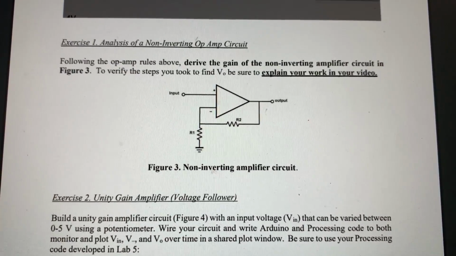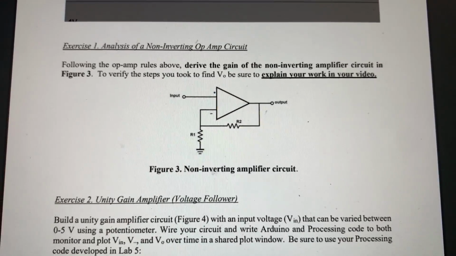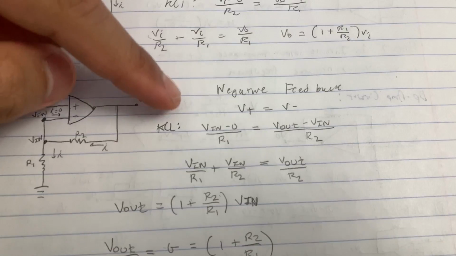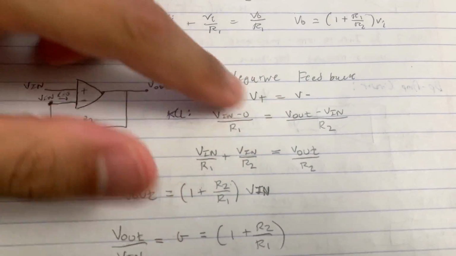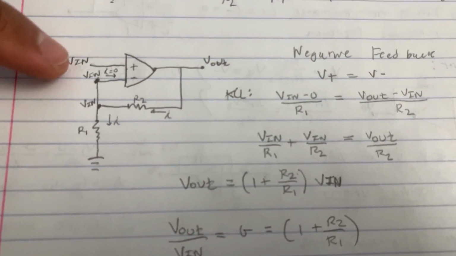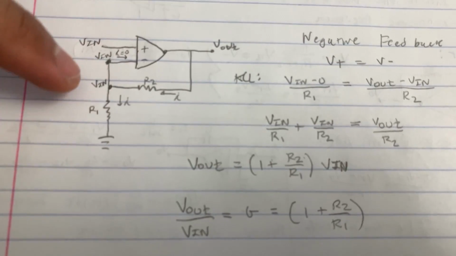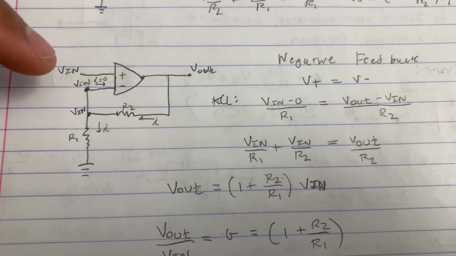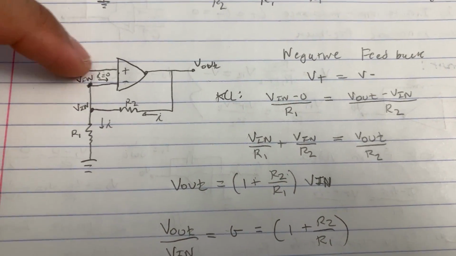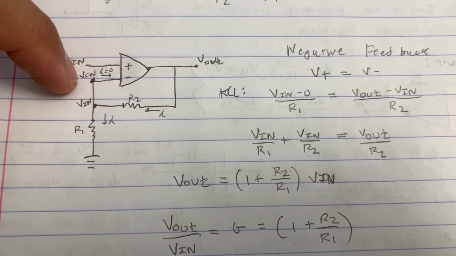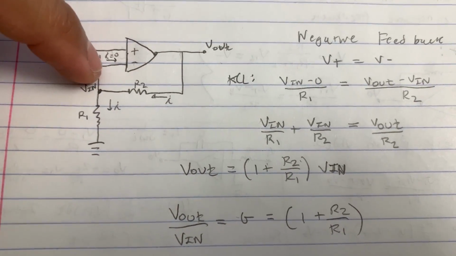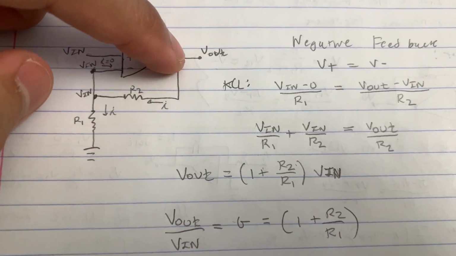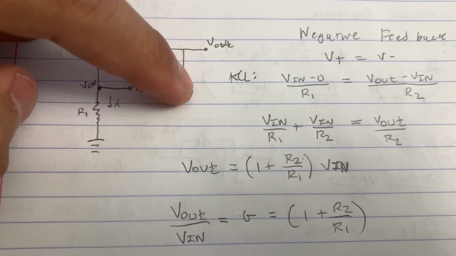Moving on to exercise 1, I'm going to show you how I found the gain of the non-inverting op-amp circuit. So first, according to our second rule, we know that V plus is equal to V minus. So then we can say that Vin is equal to this point right here and is equal to this point right here. Second, according to the first rule, there's no current flow in the positive and negative terminals. So I is equal to 0 here, but there's I flowing from V out to ground down here.